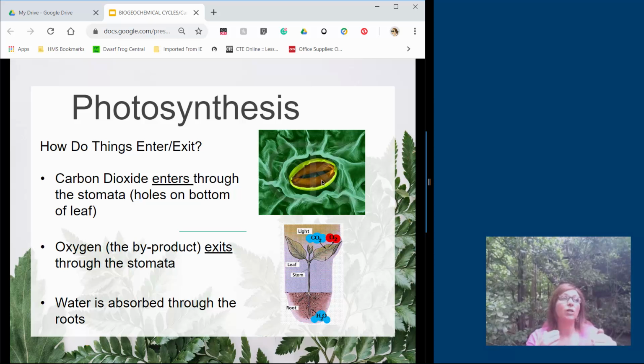They open and close and let the carbon dioxide in when it needs to come in. It also lets the oxygen out when it needs to go out. But it doesn't need to stay open all the time because, is photosynthesis happening all the time? Just think about what it needs to happen, right? It needs sunlight, and we don't have sunlight 24 hours a day.